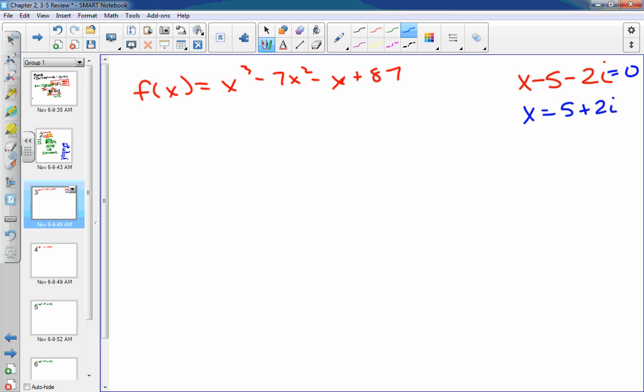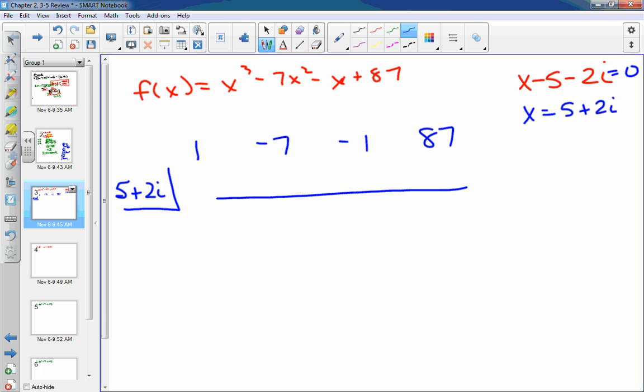So you're actually doing synthetic division at the value 5 plus 2i. Do you recall that? Am I missing any powers? 3, 2, 1, 0. No, I dropped down 1, -7, -1, and 87. Now, what am I dividing by?